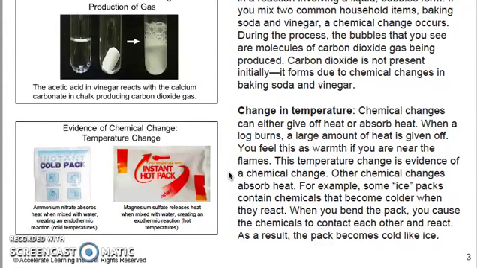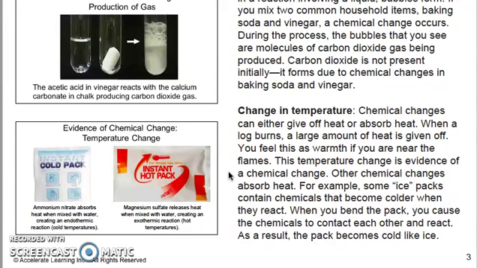Change in temperature. Chemical changes can either give off heat or absorb heat. Absorb means to take in. When a log burns, a large amount of heat is given off. You feel this warmth if you are near the flames. This temperature change is evidence of a chemical change.